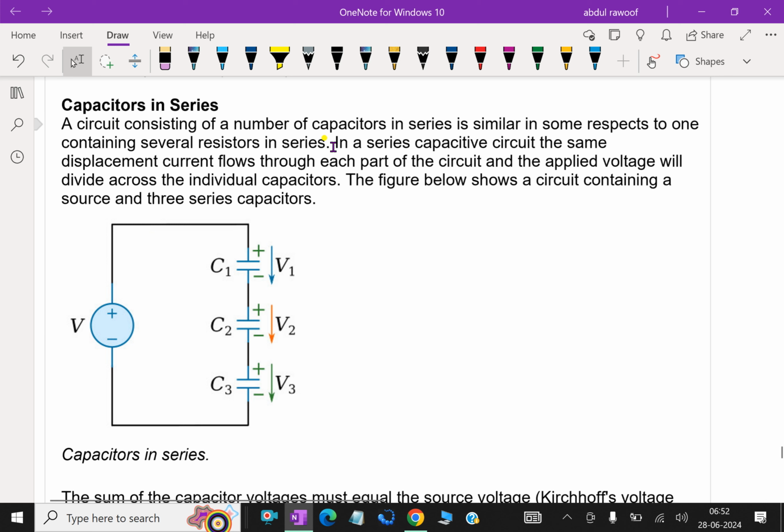A circuit consisting of a number of capacitors in series is similar in some respects to one containing several resistors in series. In a series capacitive circuit, the same displacement current flows through each part of the circuit. Here, voltage is distributed, but the same current flows through each part of the circuit, and the applied voltage will divide across the individual capacitors.